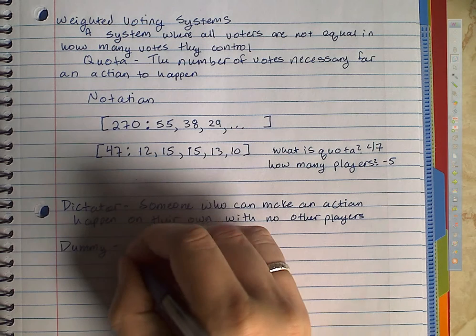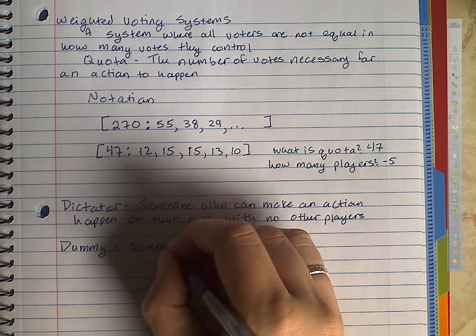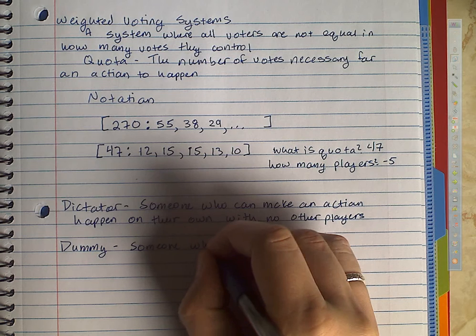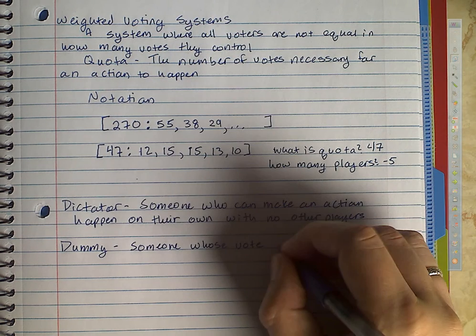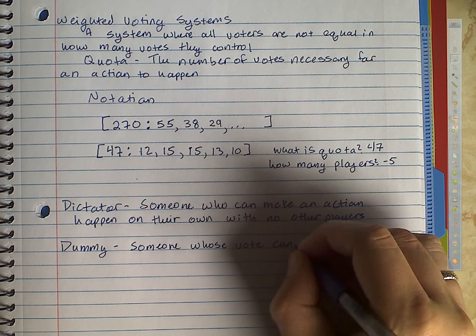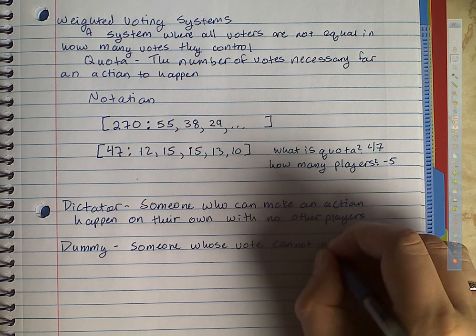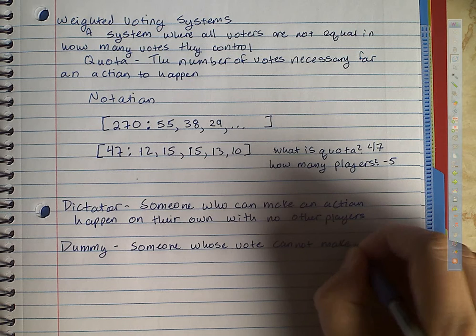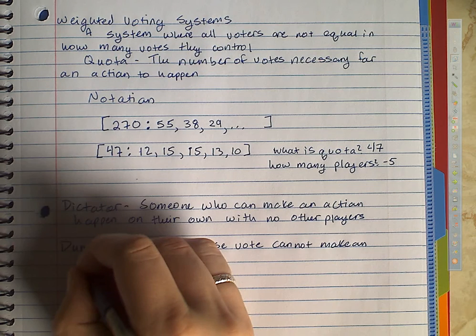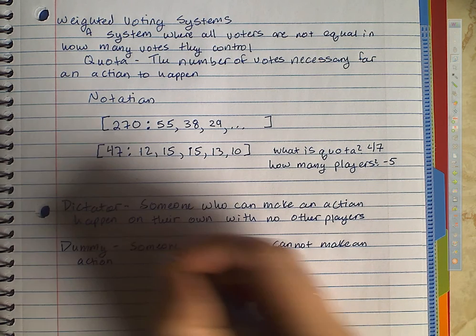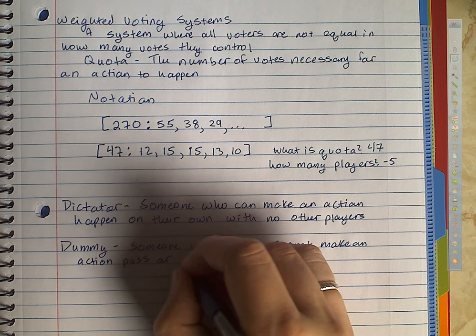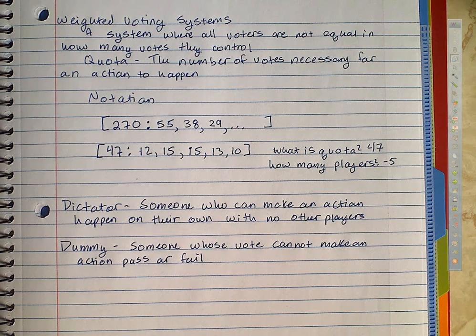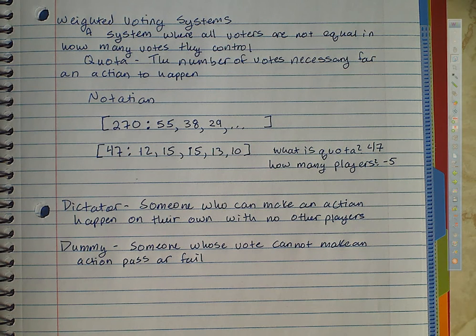I need more players, 9 votes. Nine votes cannot make an action. Shush. So, a dummy is someone whose vote cannot make an action, either pass or fail.